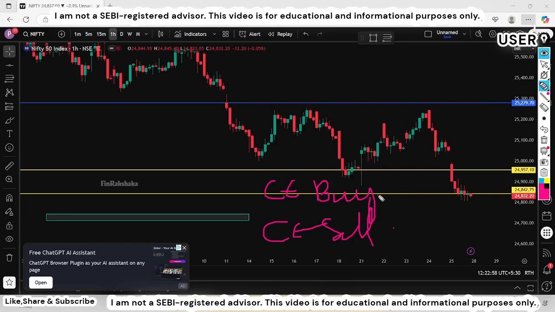Right? CE buy means market should go up. CE sell means market should come down. This is a sell leg, and this is a buy leg. Okay, market should come down. What difference have we taken? Only 100 point difference we have taken. For a beginner, 100 points is suggested.